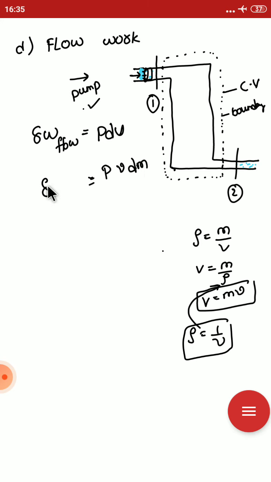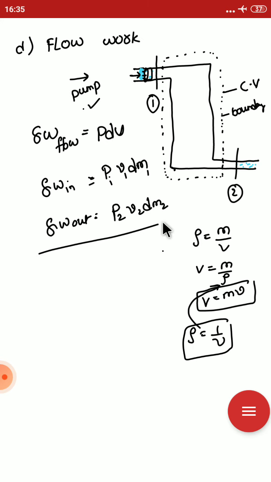That is the work in, the work out is the p1 v1, p2 v2 m2. This is the flow work occurring due to the energy crossing the system boundary. This is the flow work. These are the four types of work across the boundary.